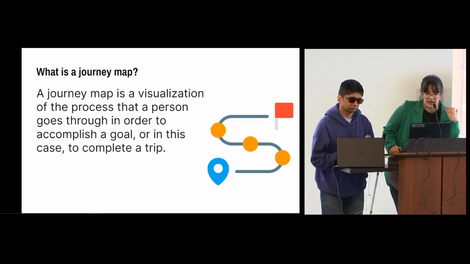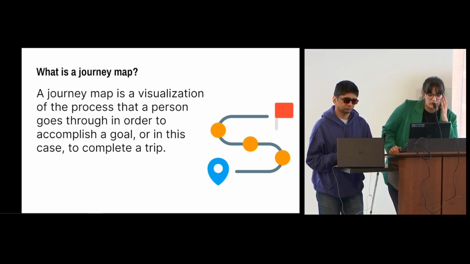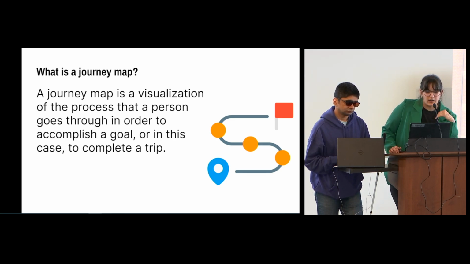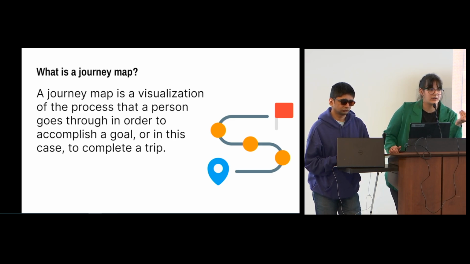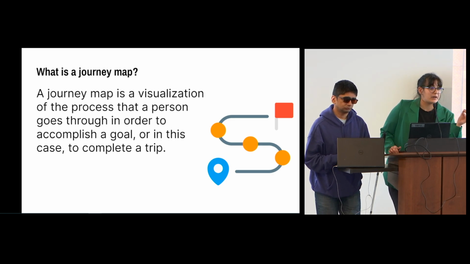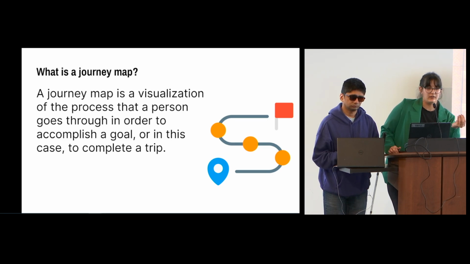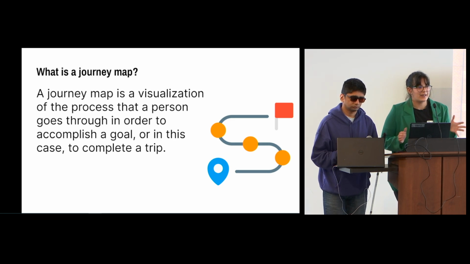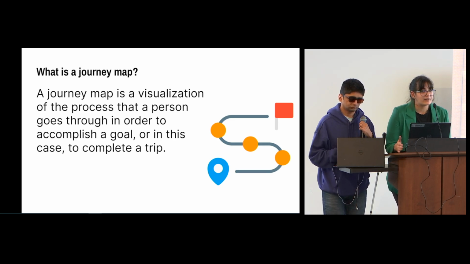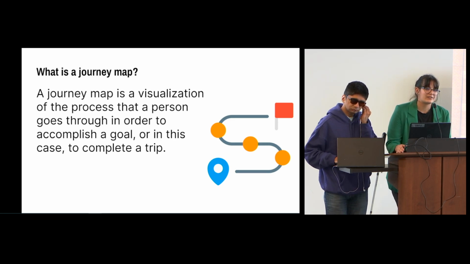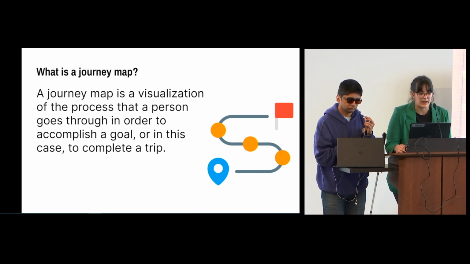Before we get into the activity, I'm just going to give you a little bit of an intro to journey mapping. A journey map is a visualization of the process that a person goes through from start to finish to accomplish a goal, or in this context, we'll be using it to talk about completing a trip. That can be just planning a trip, because that in and of itself is a whole process, as we have heard from our panelists. But it also includes navigating between home and transit and navigating connections.